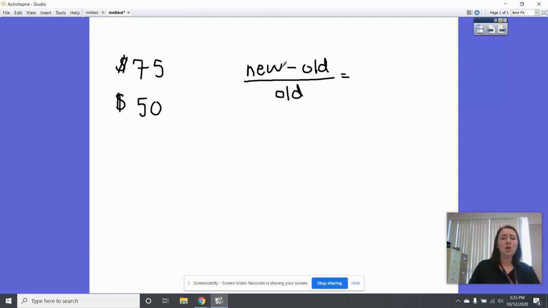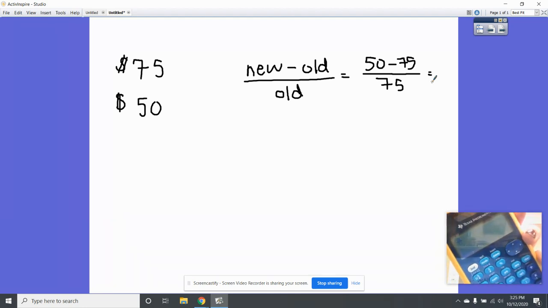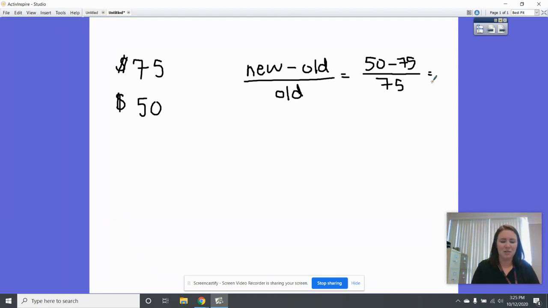So our new price is only $50 minus the old price, which is $75, all divided by the old price, which is again $75. Then if I take my calculator, I'm going to type it just like that. I'm even typing a fraction line. 50 minus 75 all over 75. And I'm going to turn that into a percent. Well, mine was negative 33.3%.